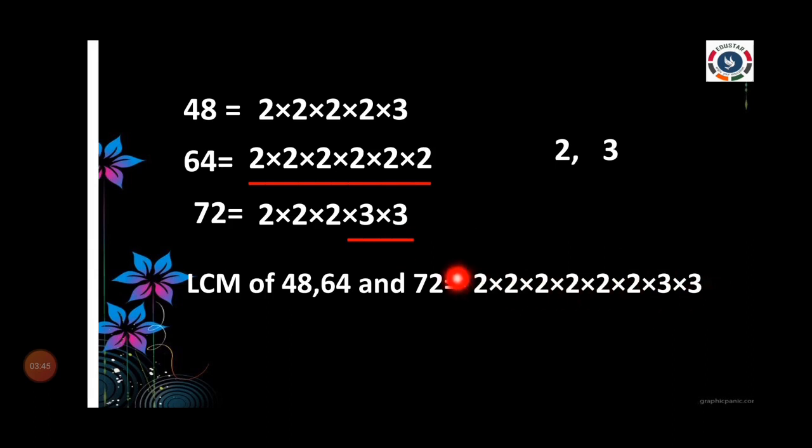Okay, now we want to multiply all those values. 2 twos are 4, 4 twos are 8, 8 twos are 16, 16 twos are 32, 32 twos are 64. You multiply the 2's separately and the 3's alone. 3 threes are 9. So 64 into 9. We want to multiply these two numbers. 64 into 9, you finally get 576.